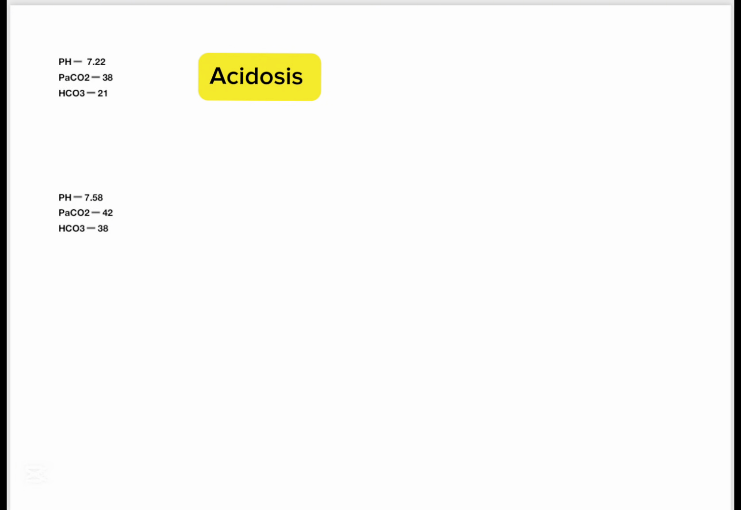Now let's go over to the HCO3. The normal value is 22 to 26, and the HCO3 is the bicarbonate ion, so it's lower than the normal range. So we can say that this is a metabolic acidosis because the client is losing all that base.